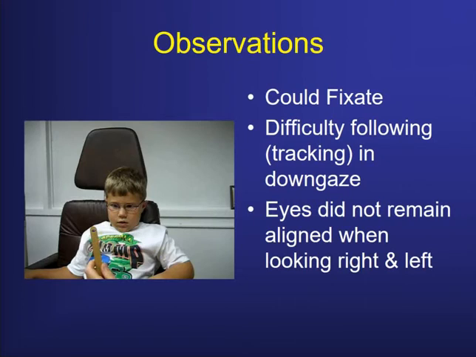What did you notice? He was able to keep his head still and move only his eyes. He could fixate, but had some difficulty and briefly lost fixation a couple of times. He had difficulty following or tracking, especially in down gaze or when looking down. His eyes did not remain aligned when looking right and left. His right and left eye did not move outward.